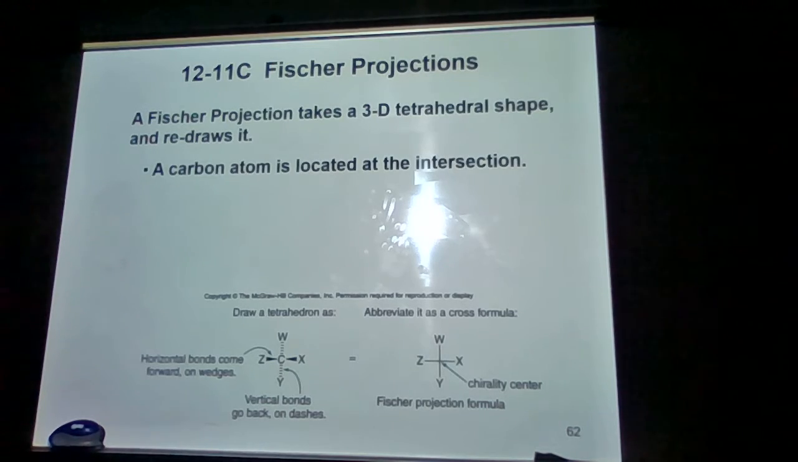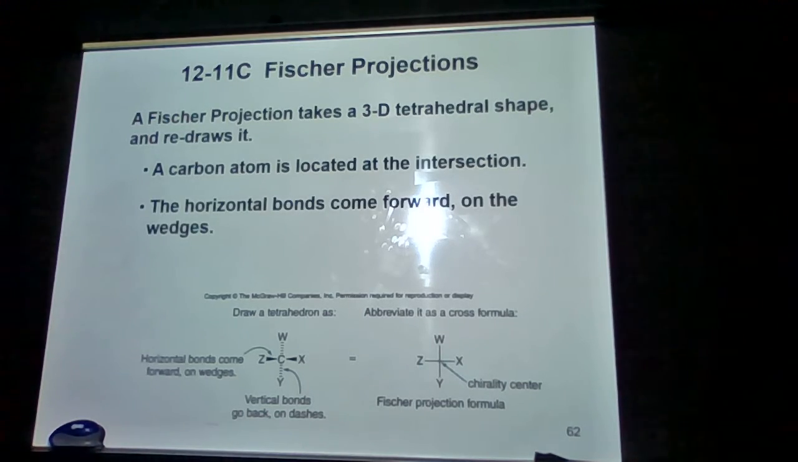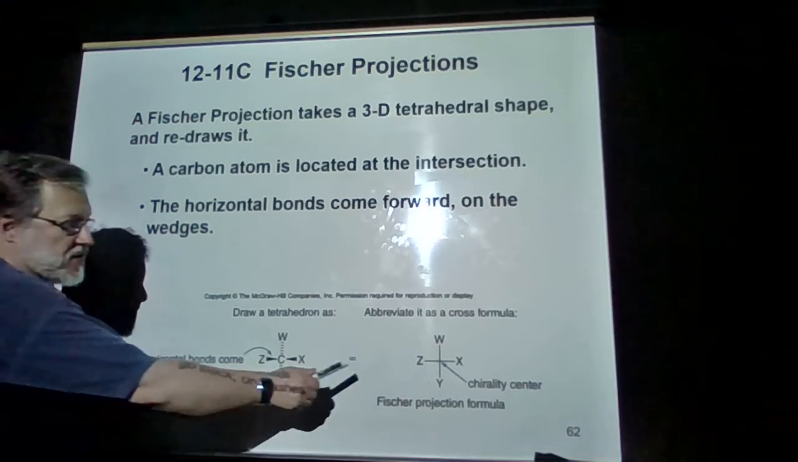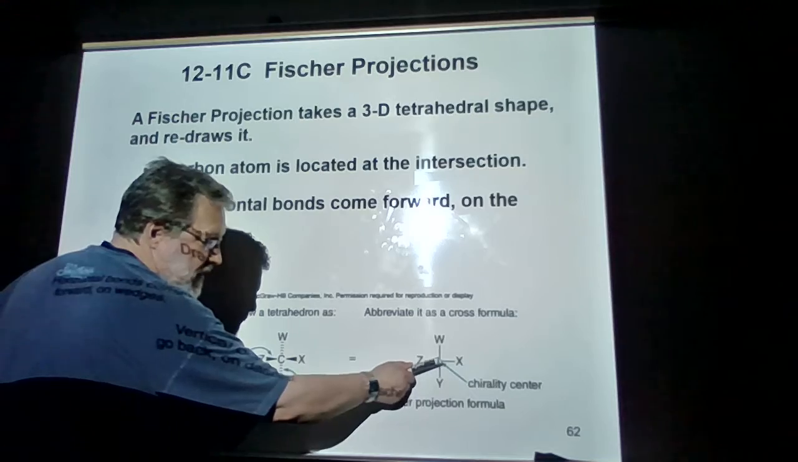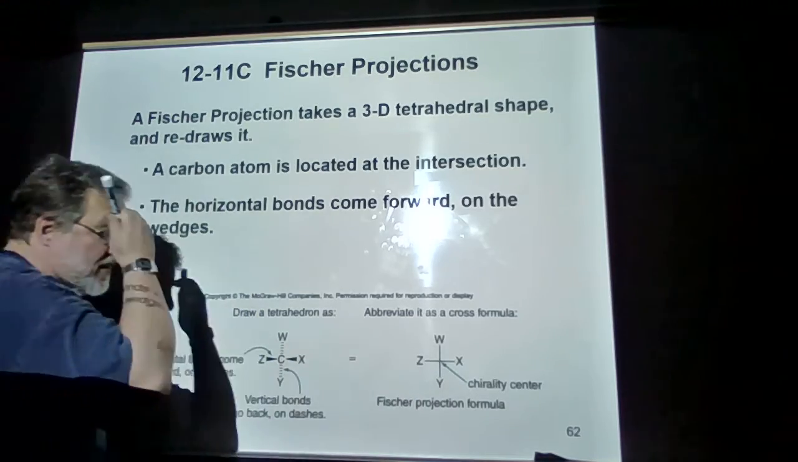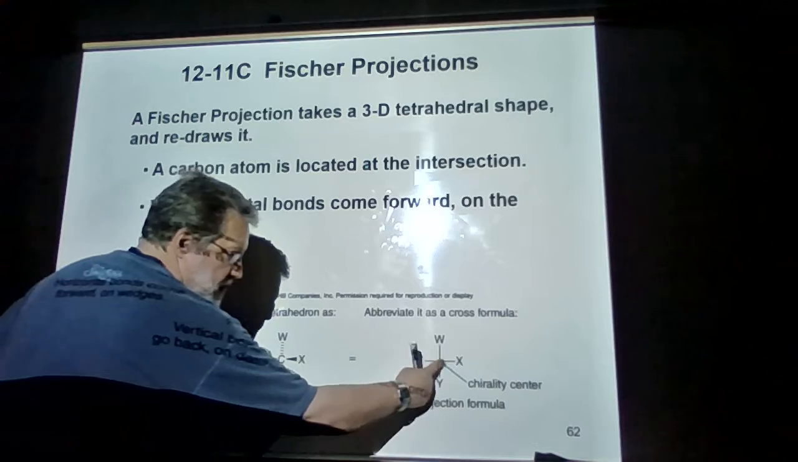There are certain ways that we can draw these molecules that give us an idea of the relative position three-dimensionally with respect to one another. A Fischer projection takes a three-dimensional tetrahedral shape and redraws it. A carbon atom is located at the intersection. So this is a Fischer projection. We have these two cross lines. Where this carbon is chiral, it has four different things attached to it, the lines cross.